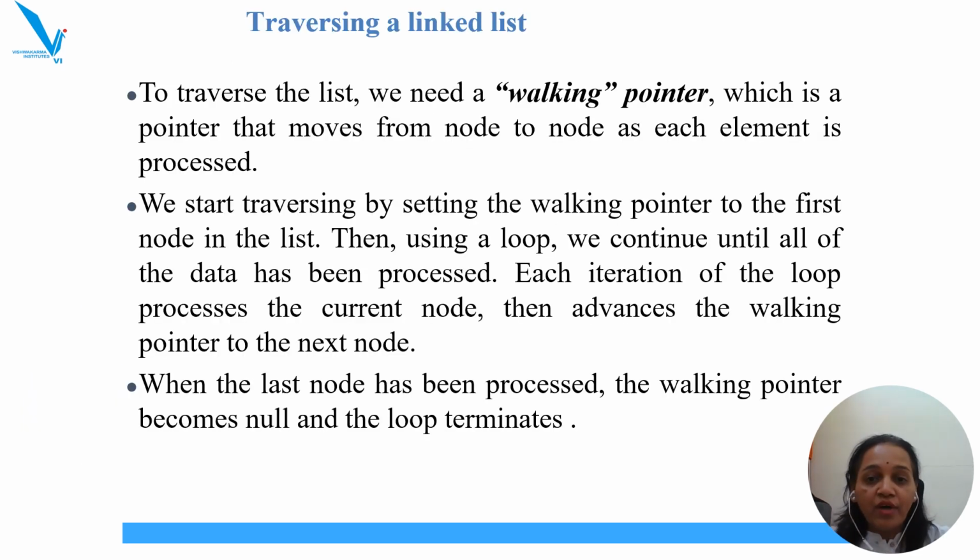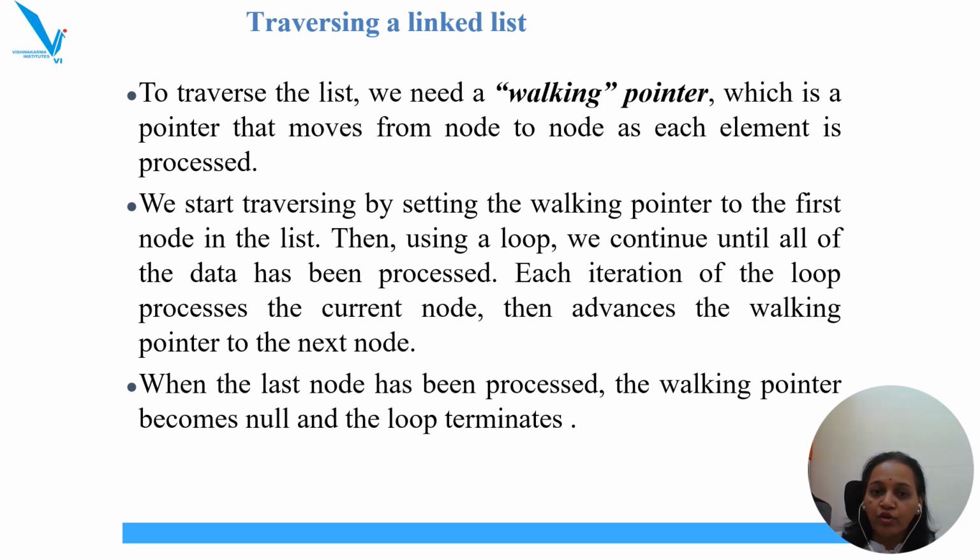Now, the next one is traversing a linked list. To traverse the linked list, we need a walking pointer. The pointer which we have taken, temp, is a walking pointer. So we want some temporary pointer, a walking pointer, which moves from node to node as each element is processed. So we start traversing by setting the walking pointer to the first node in the list. So our walking pointer will start from the very first node, and one by one it will travel through the whole list. Okay. Then using the loop, we continue until all the data has been processed.